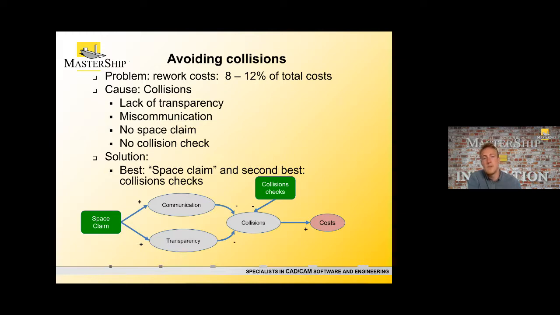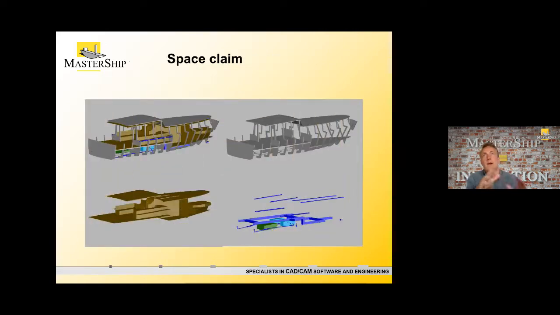So here you see the space claim that improves the communication and the transparency between the different parties. And how does it work? In this image, you see three different disciplines.